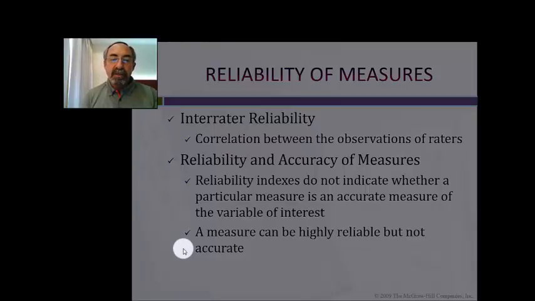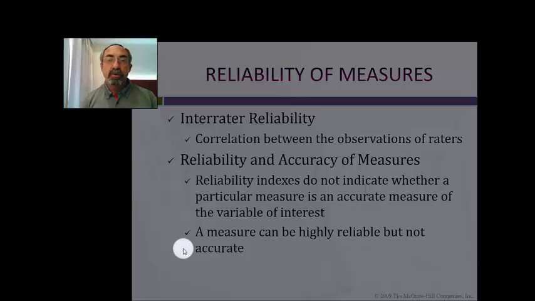Now, reliability indexes don't indicate whether a specific measure is an accurate measure of the variable of interest. It can be highly reliable, but not accurate. If you remember in one of our first classes, I was talking about if I wanted to hire somebody as a cook, and I was able to identify and pick 10 people that I wanted to come interview and conduct a test on whether they were going to be my cook or not.